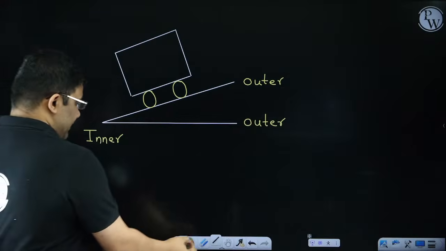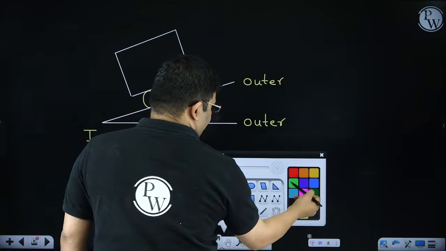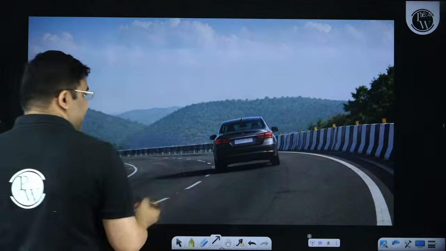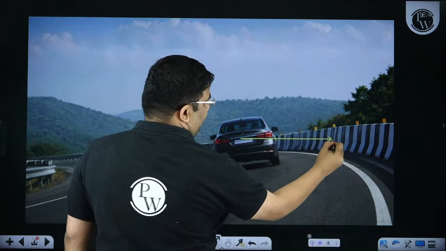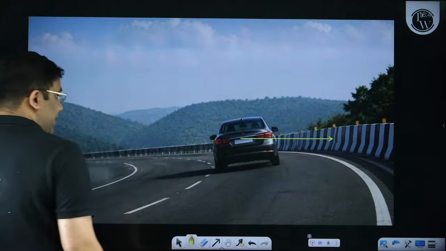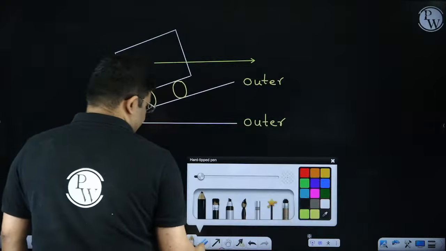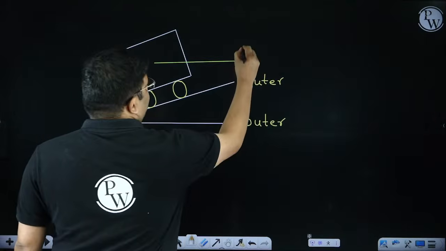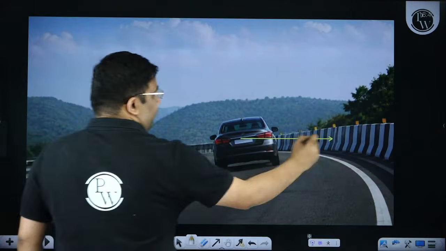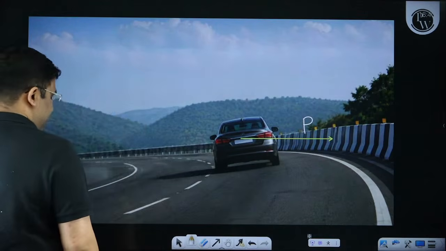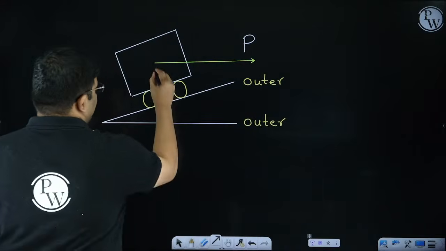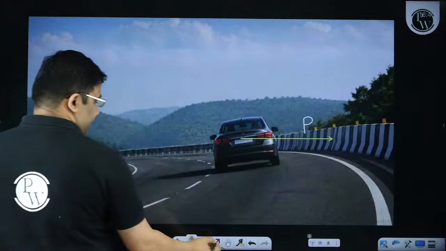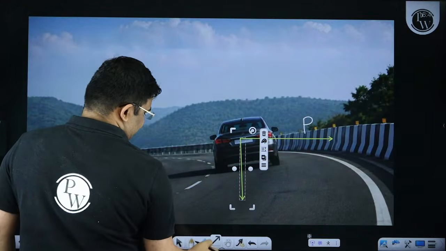Now you see in this vehicle what will be happening? The centrifugal force will be acting outward like this. I'll draw here also. This is the centrifugal force P, suppose, which is acting outwards. Then there will be weight acting something like this. This is the weight. Here also there will be weight acting something like this.